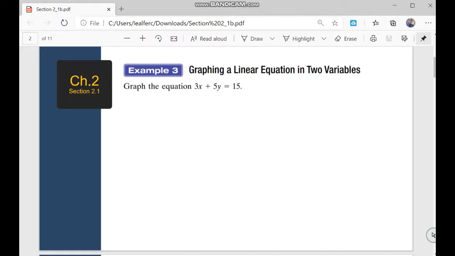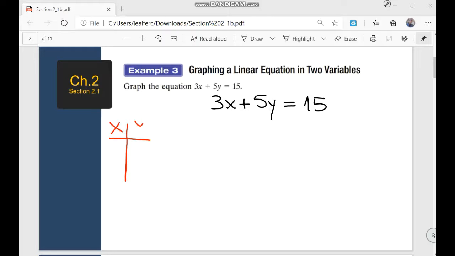So the equation is 3x plus 5y equals 15. To graph this equation, first build this table with x and y. And I'm going to guess a few values for x. I'm going to guess 0 and I'm going to guess 5. I will plug them into the equation and find y. So I guessed 0 and 5 for x, and I'm going to find y by plugging in these values on the equation. So the first one, x equals 0.